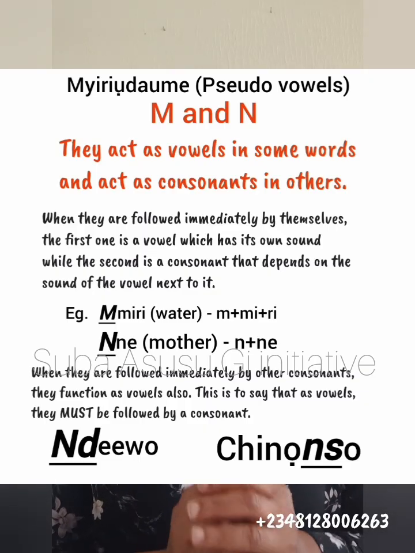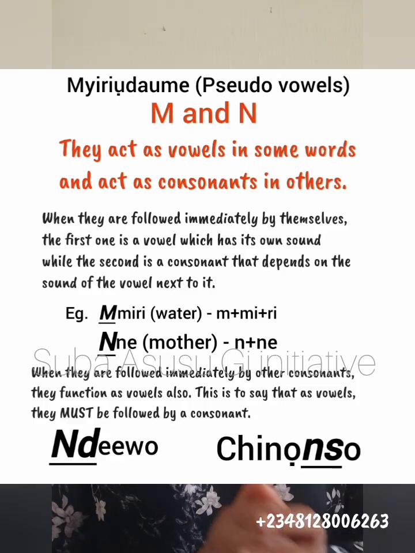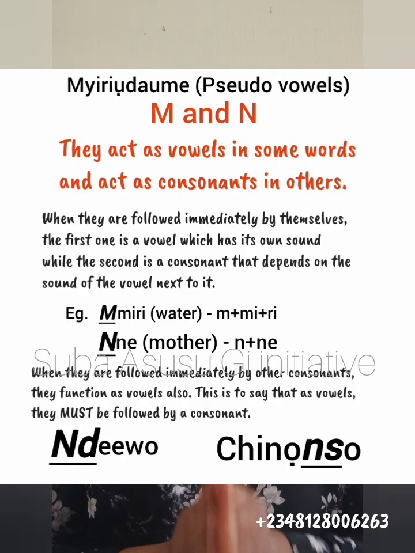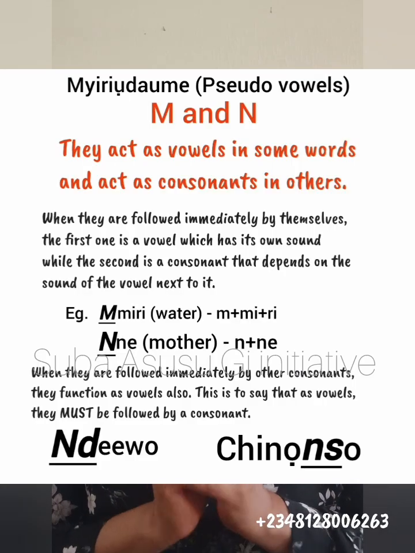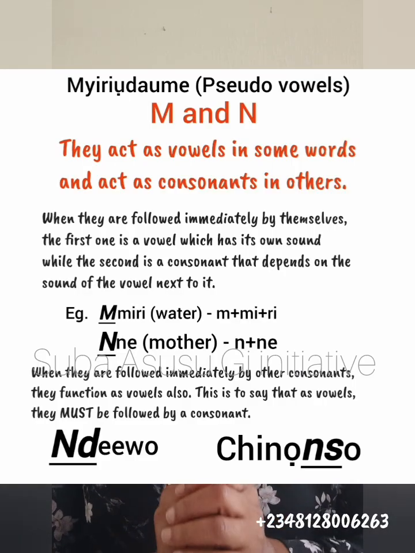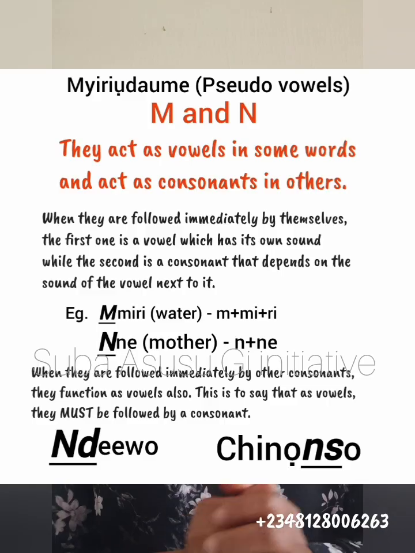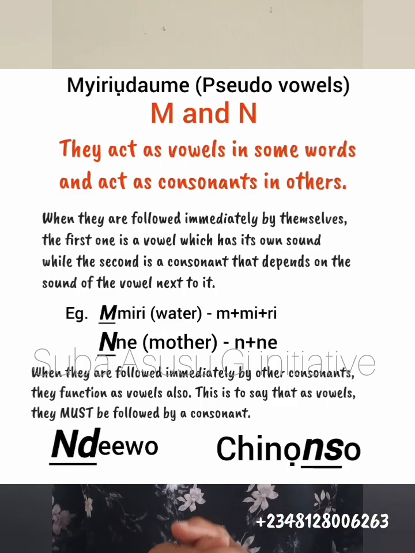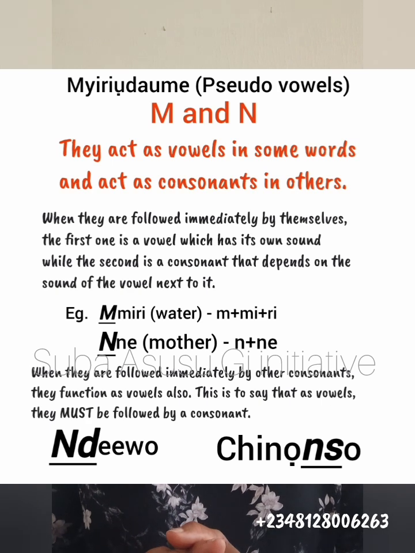Okay? So when ni or me is followed by another consonant, once you see a consonant beside me and ni, just know that they are vowels in that particular word. So ndewo, di is a consonant following ni immediately. So ni is the vowel.